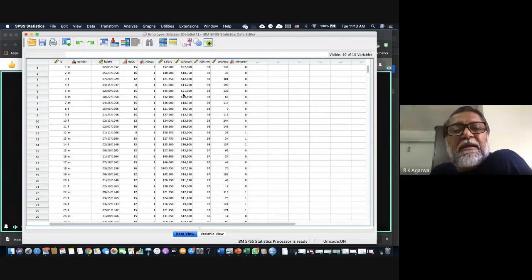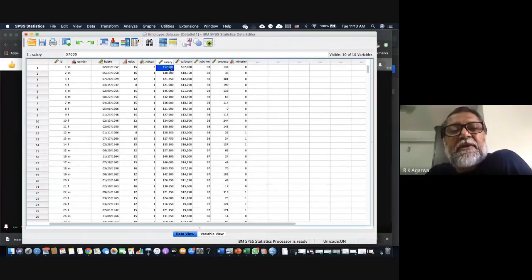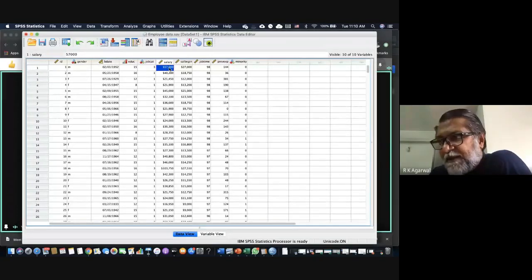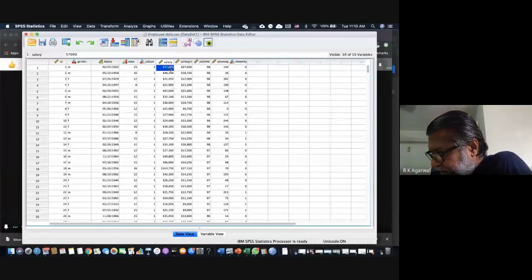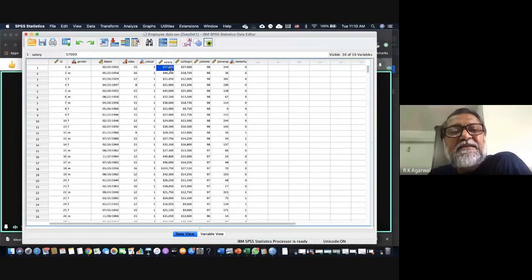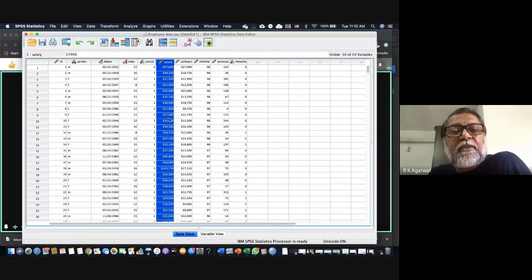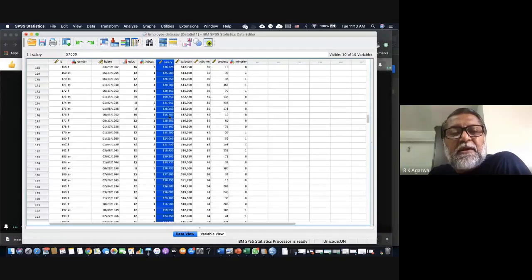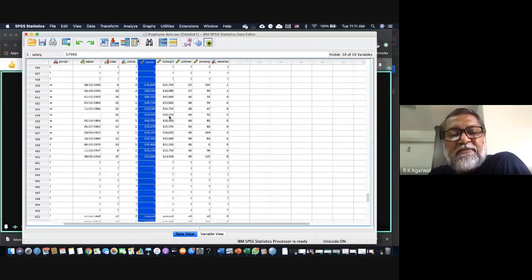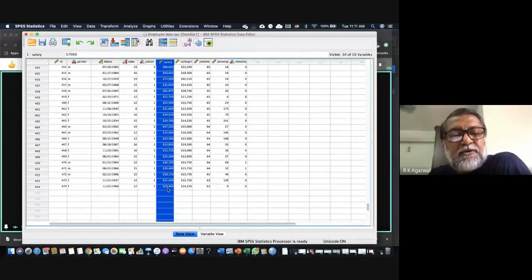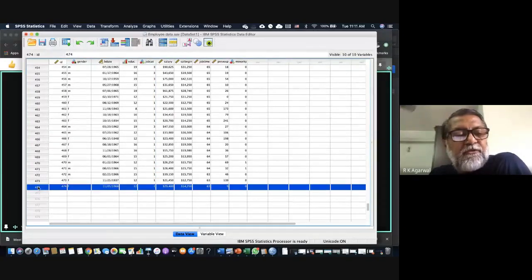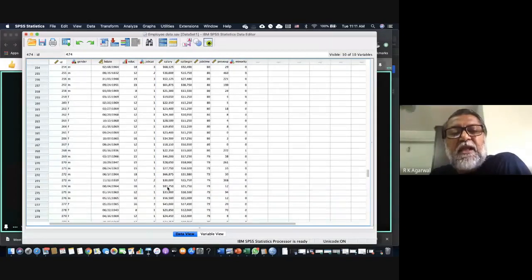Okay, so now I am focusing on the salary column. How many data points do we have under the salary column? 474, because we have information on 474 employees. You can see this one. What is the last one? 29,400, which belongs to the 474th employee.